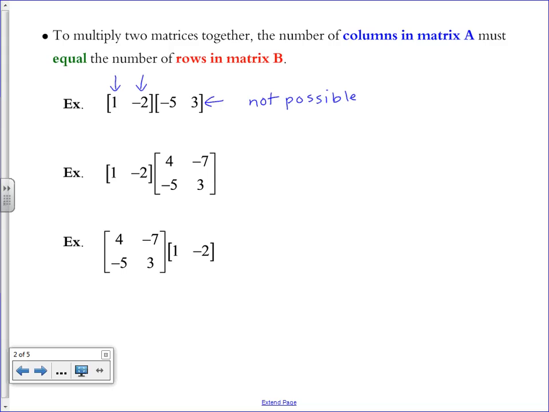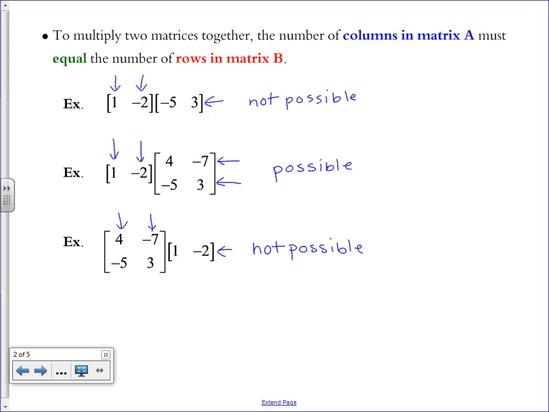Let's try it in example 2. We're going to count the columns. I count 1, 2 columns. I count 1, 2 rows. This one is possible to multiply. For the third example here, I count 2 columns. I only count 1 row. This one is not possible.